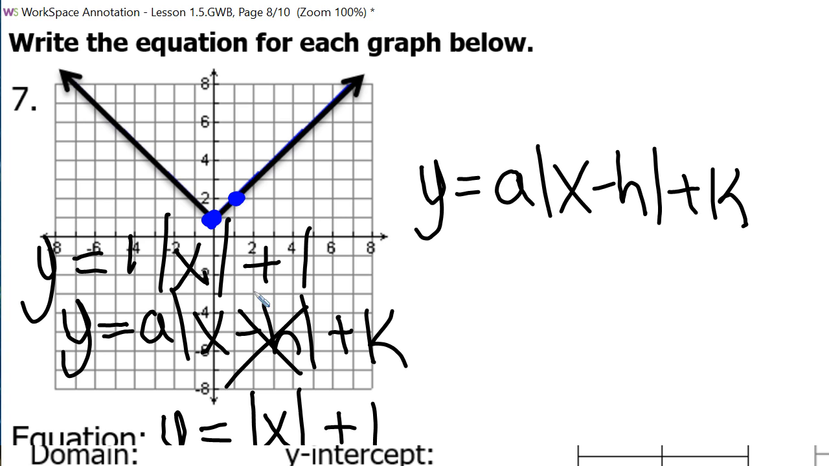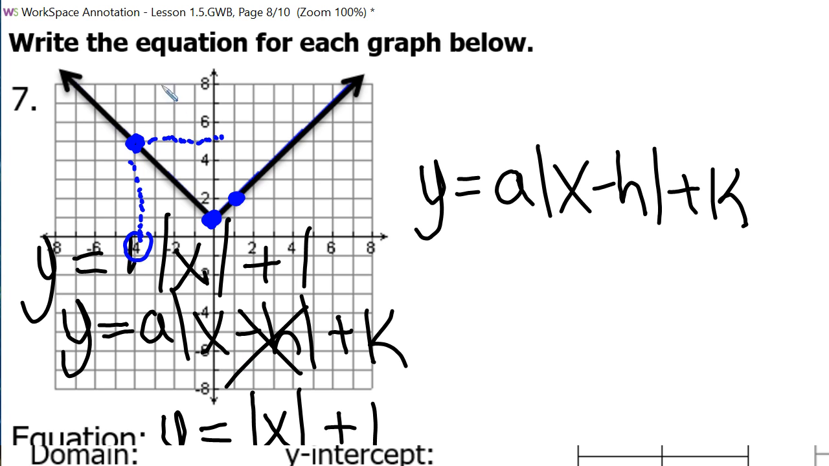Now, the last question right below that, they want to know for what value of x is f of x equal to 5. F of x means y. So they're telling you that when y is 5, what is the x value? So somewhere on this v, the y value is 5. Well, up here is 8, 7, 6. They're talking about this point right here. So when the y value is 5, what is the x value? -4. So x equals -4.